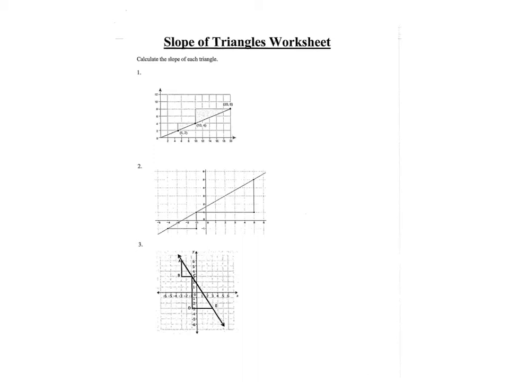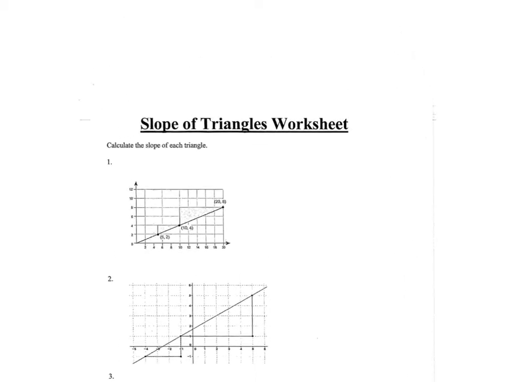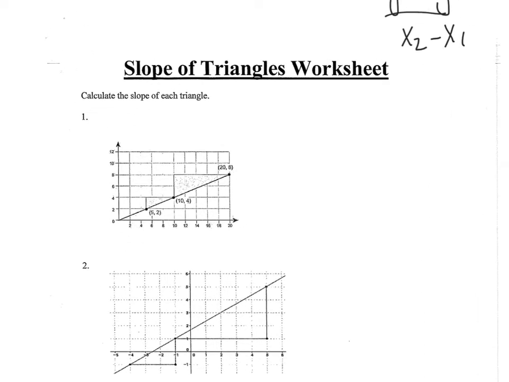Okay, so slope of triangles worksheet. This is pretty much the same stuff we've been doing. We're still using the slope formula where it's y2 minus y1 over x2 minus x1. On the first part, we're just going to worry about slope. We're not finding the y-intercept.